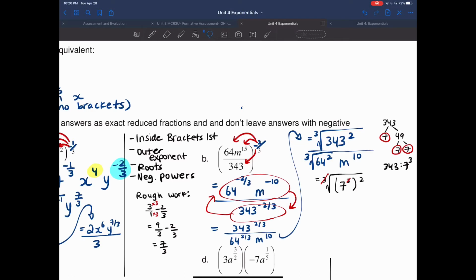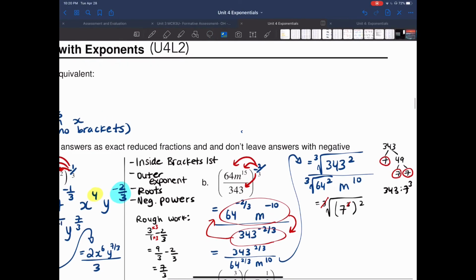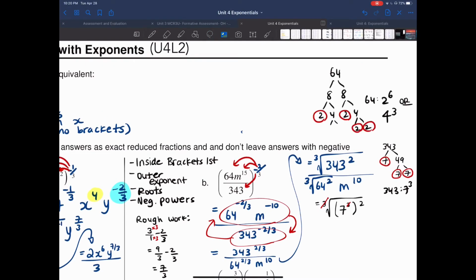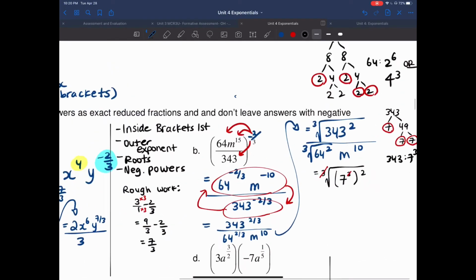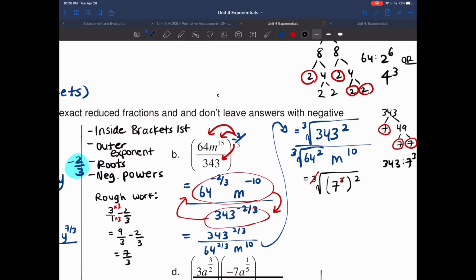I'm going to repeat that process for the 64. So 64 can be prime factorized, and I do that on the side, and this is what you get. The prime factorization of 64 is 2 to the 6, or 4 to the 3. The reason I wrote it like that is because I want to eventually cube root it. So when I do that, again, if I wrote it this way, I get the cube root of 4 to the 3. Again, it's kind of bad format, but it's just to show you that these two cancel out.